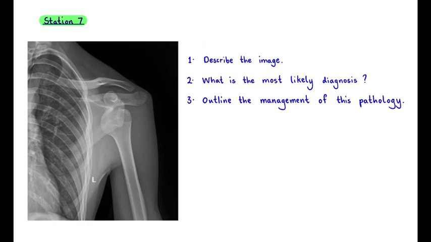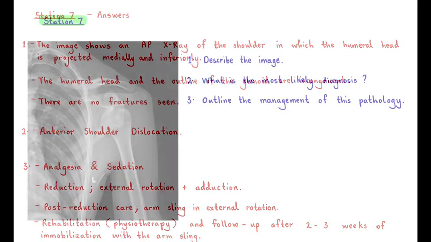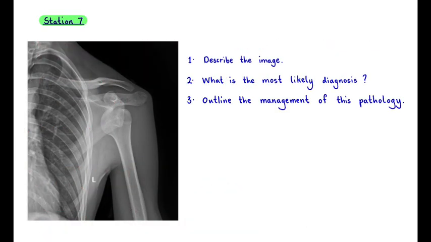Station 7, describe the image. What is the most likely diagnosis? Outline the management of this pathology. So Station 7 showed us an X-ray of the shoulder in which the humeral head is projected medially and inferiorly. What we were describing is that the humeral head was projected medially and inferiorly.